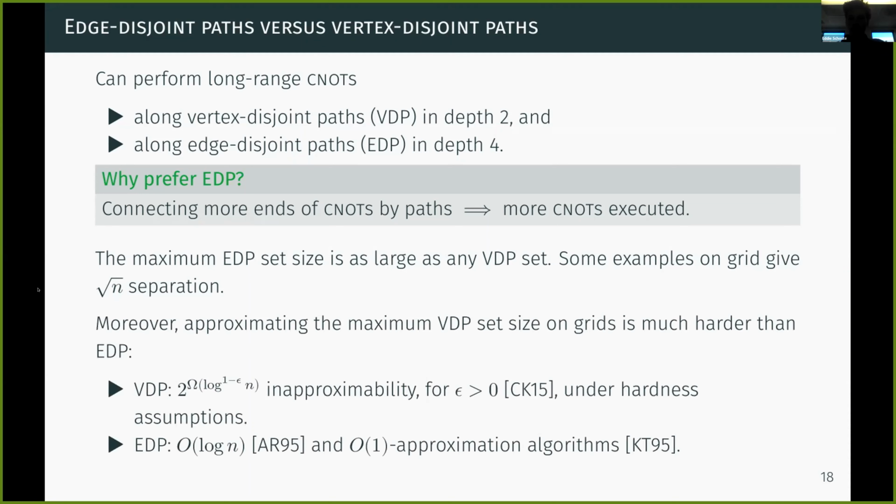Moreover, if we want to approximate the maximum vertex disjoint path sets on grids, then this is much harder than for edge disjoint paths. In particular, for vertex disjoint paths, we know that approximating this up to subpolynomial factors is hard. There's an inapproximability result under certain hardness assumptions. Whereas for edge disjoint path set, since 95, we know logarithmic and constant factor approximation algorithms.